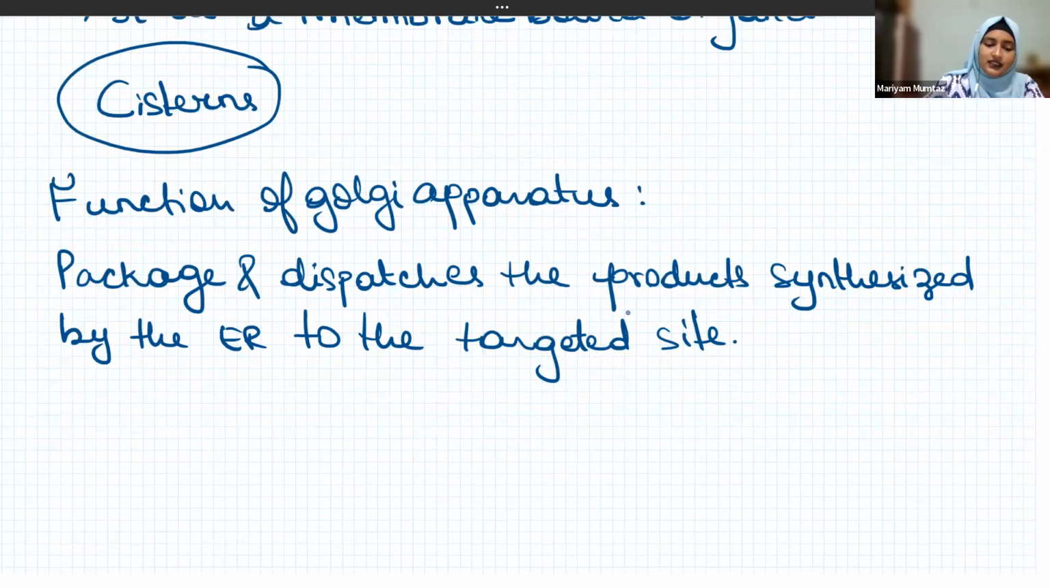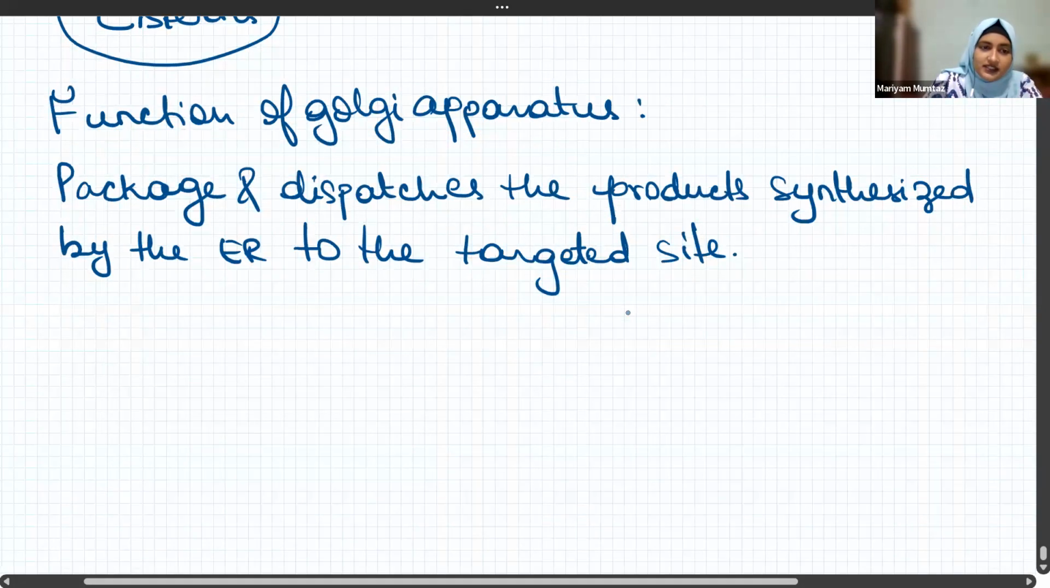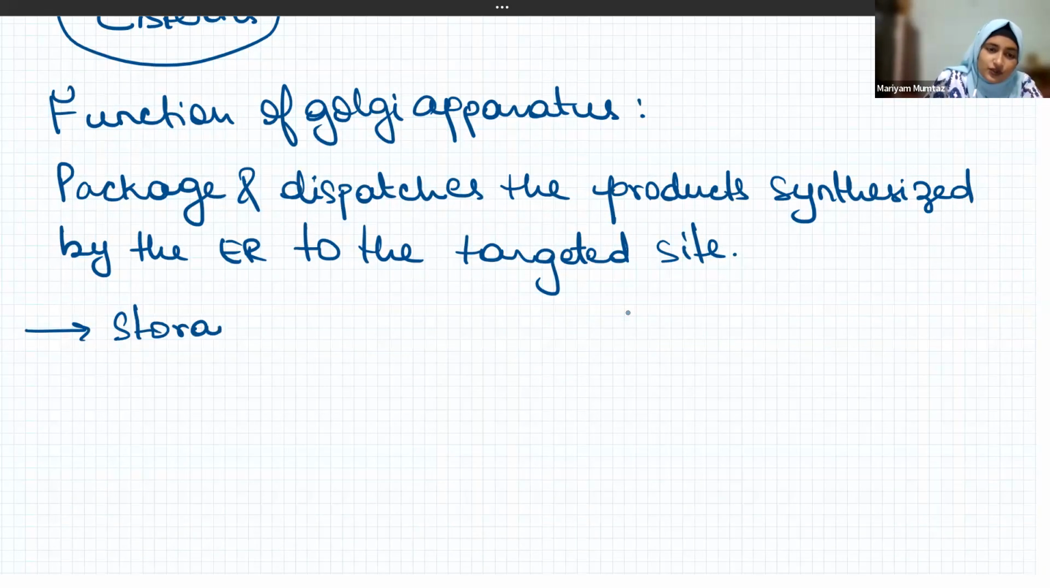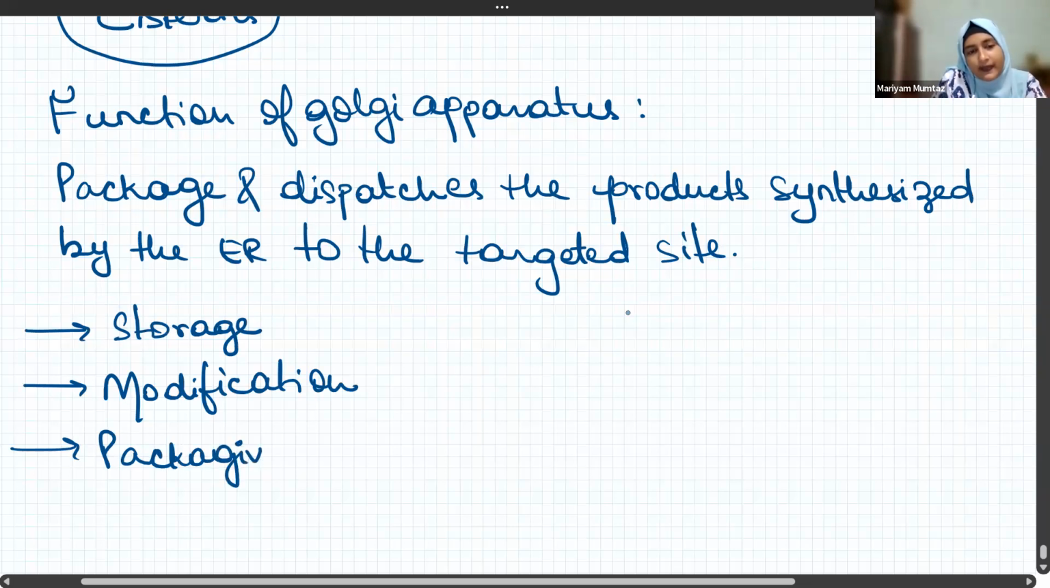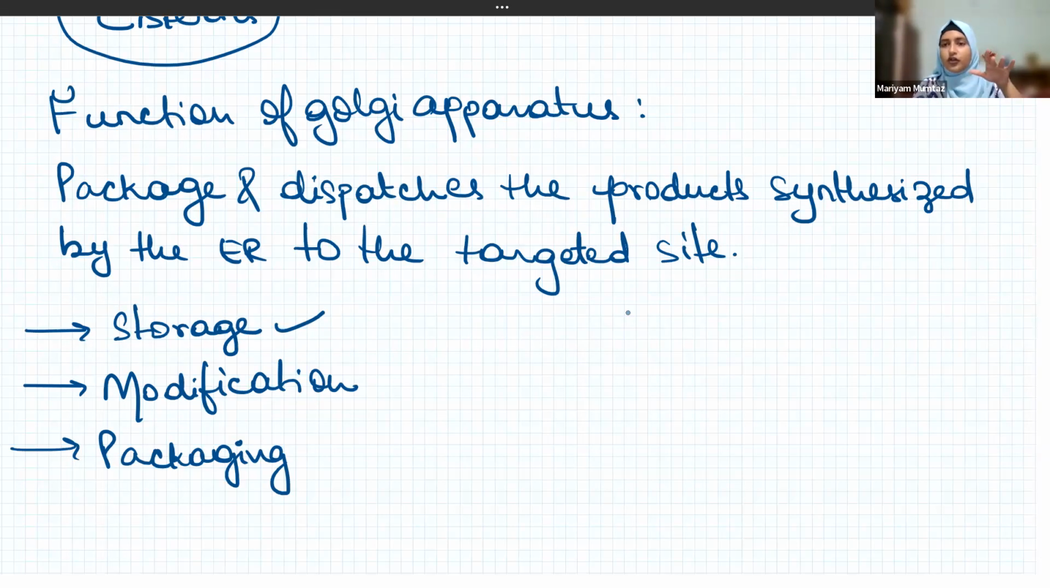And apart from that, the other functions of the Golgi apparatus are to store them also. So storage is also a function. Then modification. And of course, packaging is there. All the products that are formed by the endoplasmic reticulum are finally transported to the Golgi apparatus because they are connected. The Golgi apparatus stores the product, modifies the product, and packages the product. Is this clear?